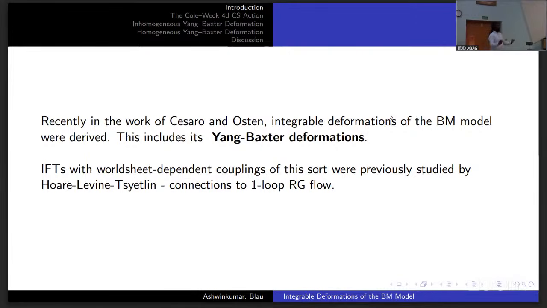So this is very interesting because it suggests that these integrable deformations could be understood as some kind of reduction of some kind of deformation of general relativity that somehow still has black hole solutions in them. And we could use integrability to understand these black hole solutions. In particular, these integrable field theories with worldsheet dependent couplings and parameters were previously also studied by Ben, Nat, and Arkady in very nice work where connections to one loop RG flow of these integrable field theories was shown.